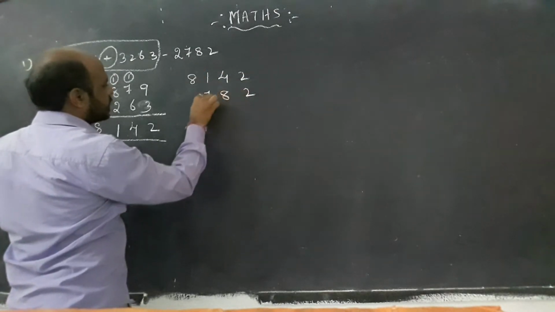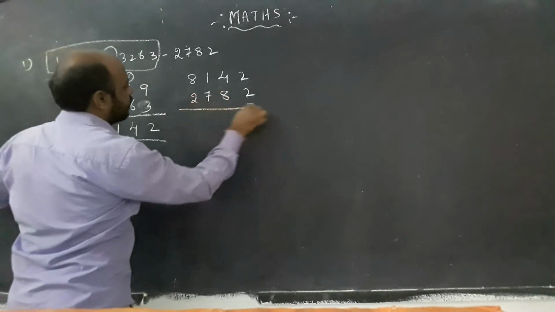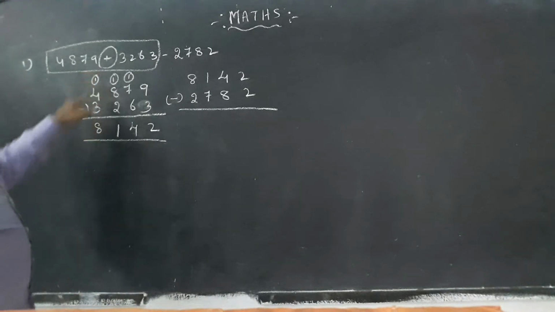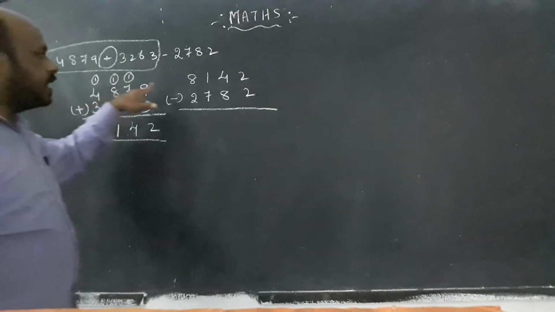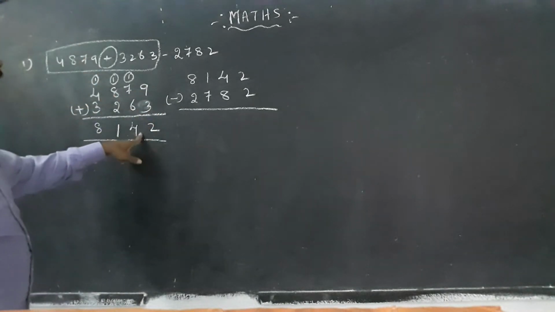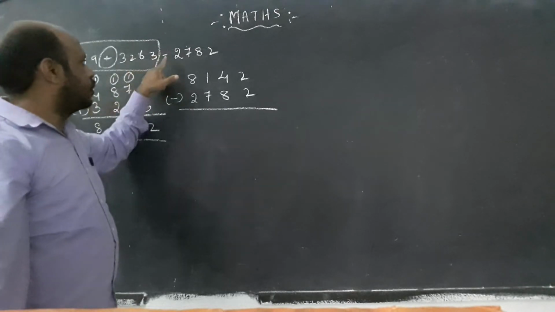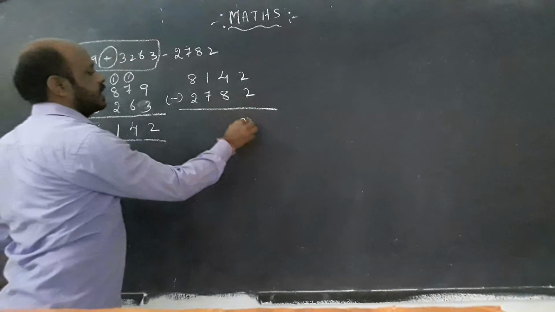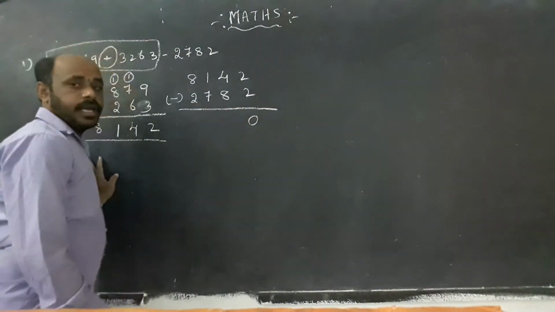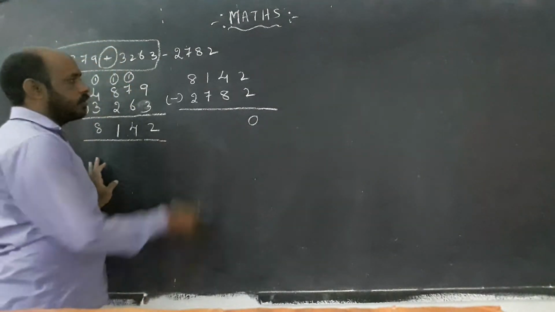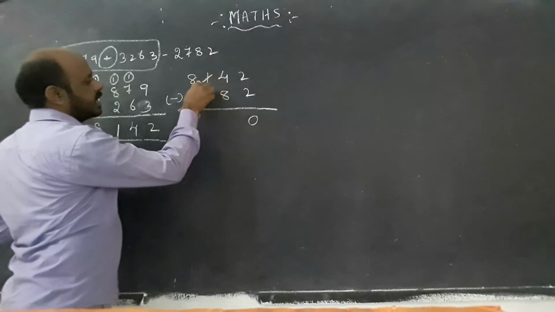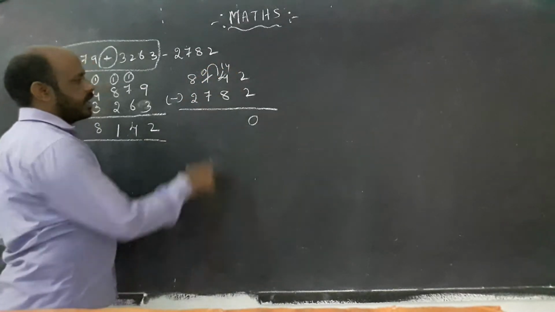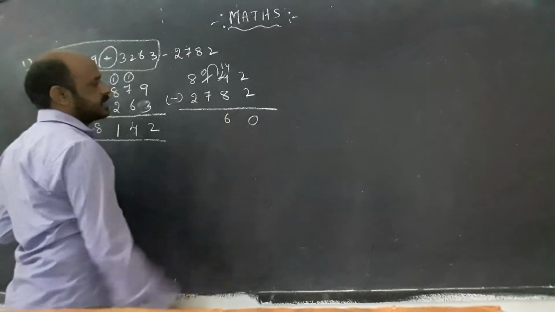Subtract 2782 from this one. Which symbol do we have to apply? The subtraction symbol. First the addition symbol was there, and I applied it. Second, from whatever total we got, we have to subtract this number. First, 2 minus 2 is 0. In 4 minus 8 can't go, so we borrow. 1 becomes 0, 4 becomes 14. 14 minus 8 is 6.